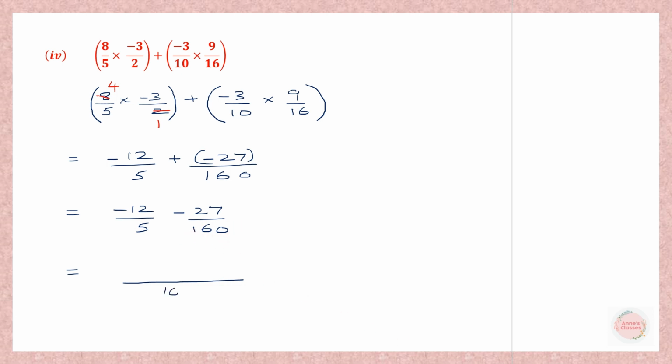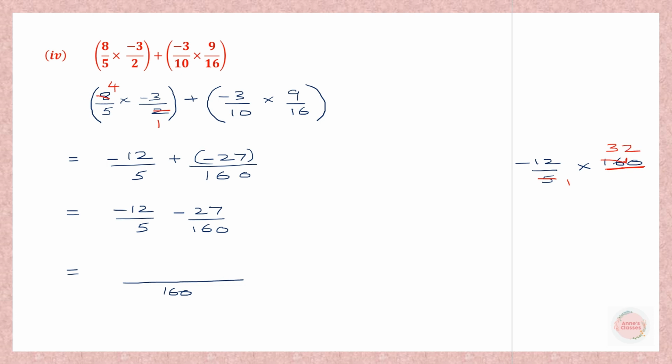So 160. Now to find the new numerators, take the first rational number. Now let's write it here, minus 12 by 5, and multiply this by the LCM, 160. So here let's cancel. 5 ones are 5. Let's take 16. 5 threes are 15. 1 is left, now becomes 10. So 5 twos are 10.